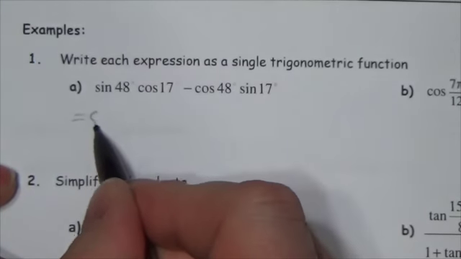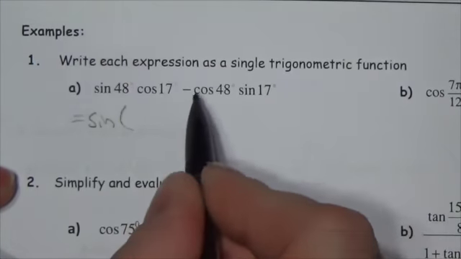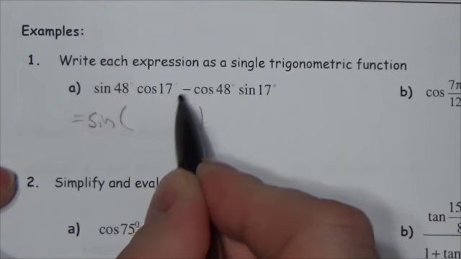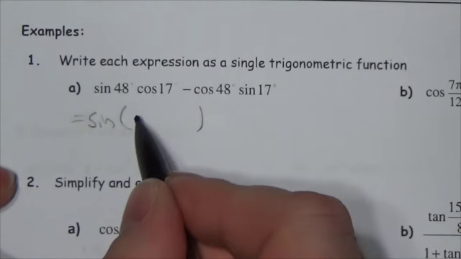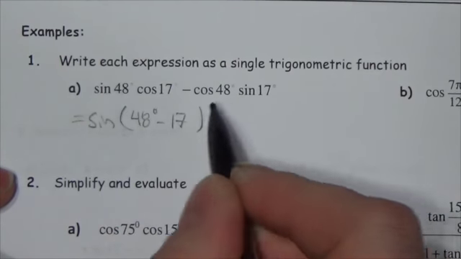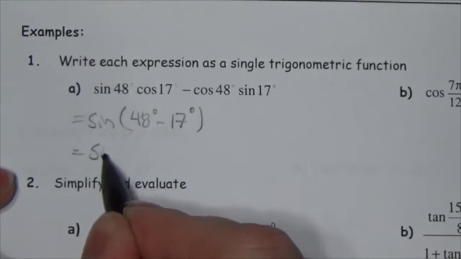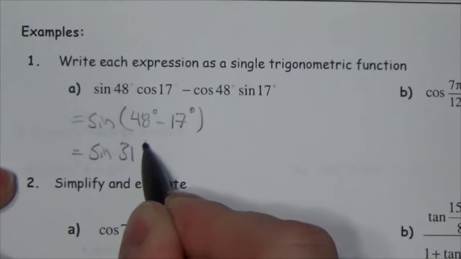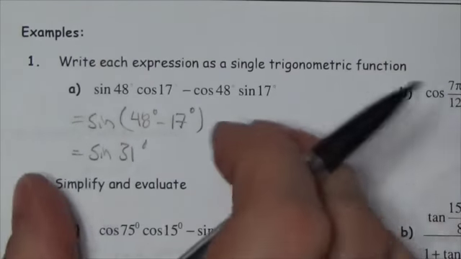I've got two different operations. This is definitely a sine here. And remember that sine copies the operation that you're seeing in between here. So this is going to be 48 degrees, the first angle, minus the second angle. And so this will become the sine of 31 degrees. That's the expression that we're looking for here.